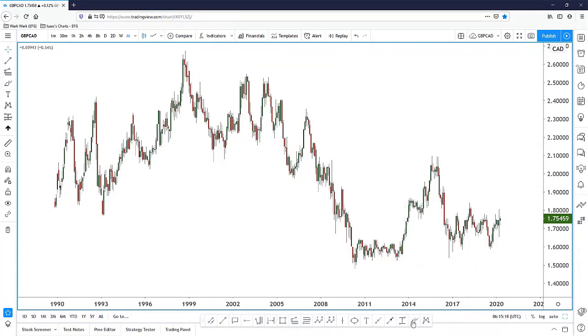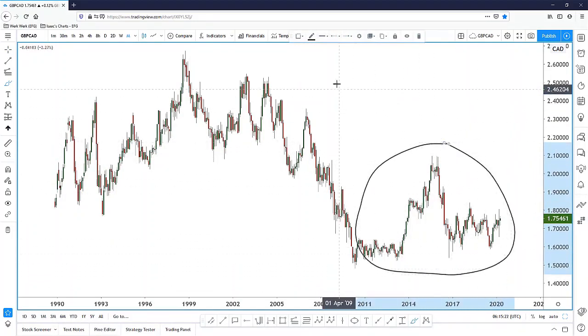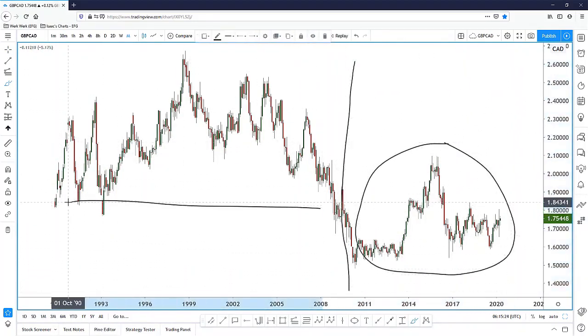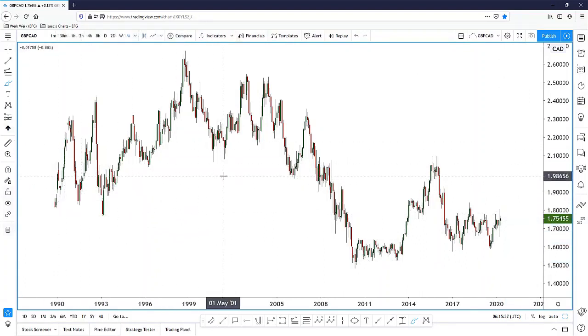So here we have it, the pound CAD on a monthly. What we want to do is focus on the current prices. Now, in technical analysis, it's important to know what went on in the past. However, it is the current prices that would give us a hint as to whether prices will go higher or whether prices will go lower. Now, with that, let us start.